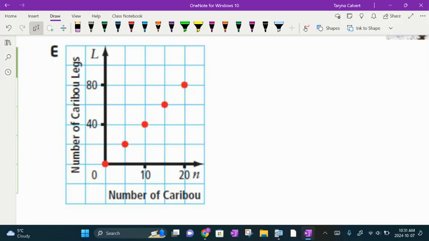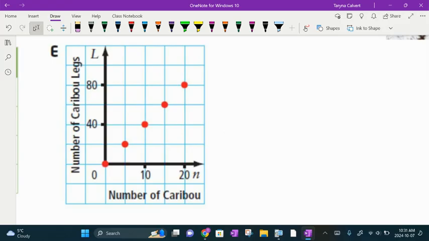So looking at this, 5 caribou have 20 legs. Is that okay? 10 caribou have 40. So is it looking like this is a good graph? And even though there is some data values that have meaning in between, do you guys agree? But it has to be all data values have meaning.